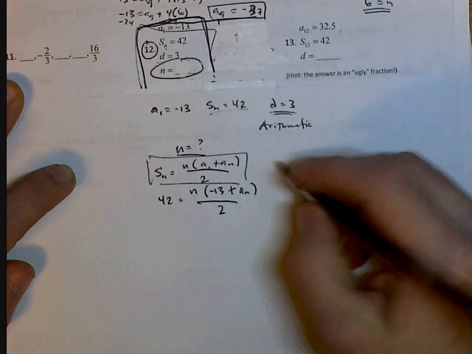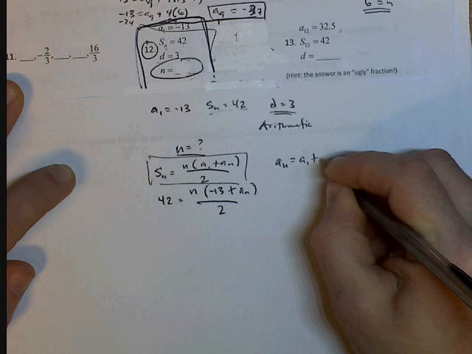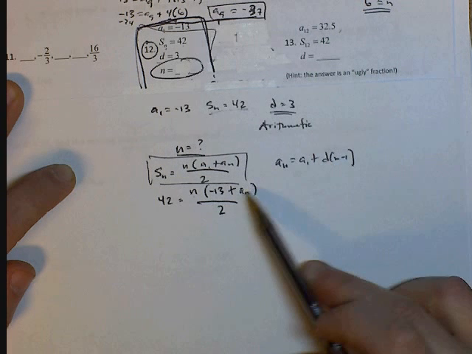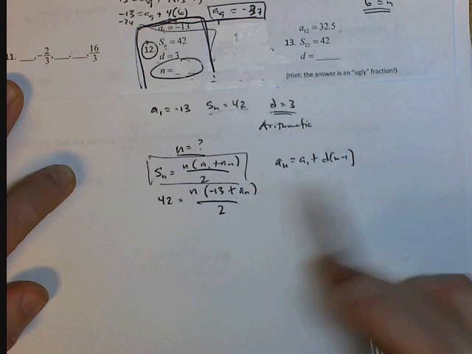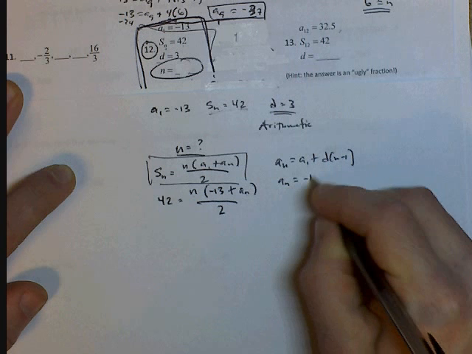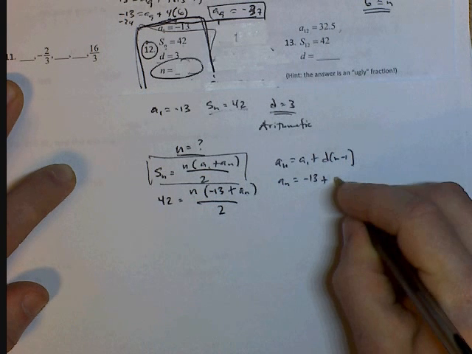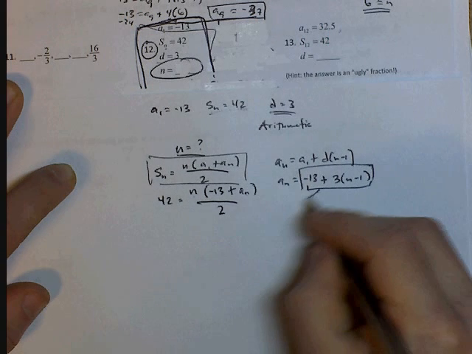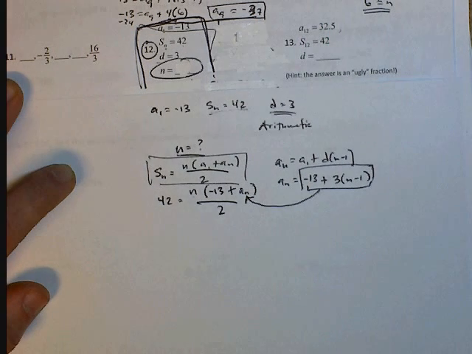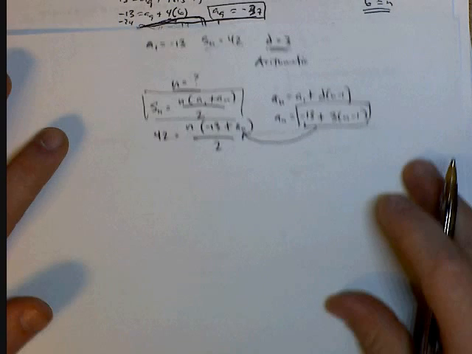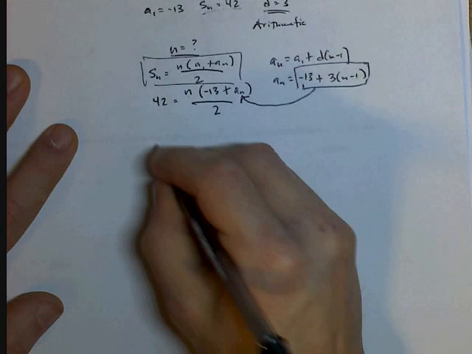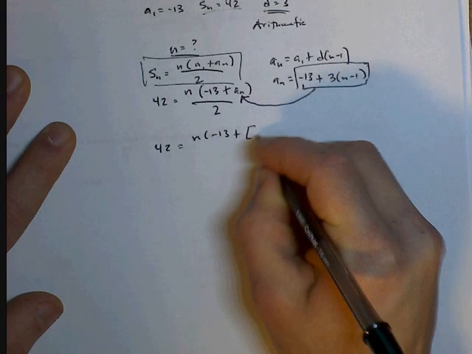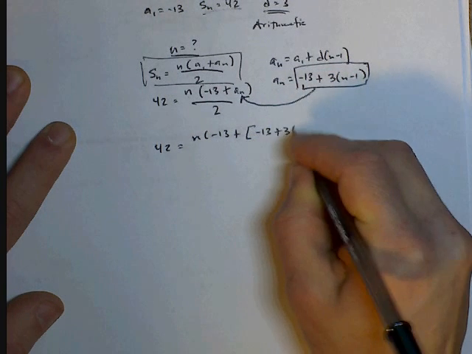So I'm going to come off to the side and write my formula for A sub n. And I'm going to somehow need to use this to substitute in here so that I can find my n value. Well, I don't know A sub n, but I do know that A sub 1 is 13, and that D is 3, and so I can actually substitute this whole thing in right here for A sub n. And then I'm just going to have n's left over, so I can solve it from there. Alright, so 42 equals n times negative 13 plus, substitute n, negative 13 plus 3n minus 1.